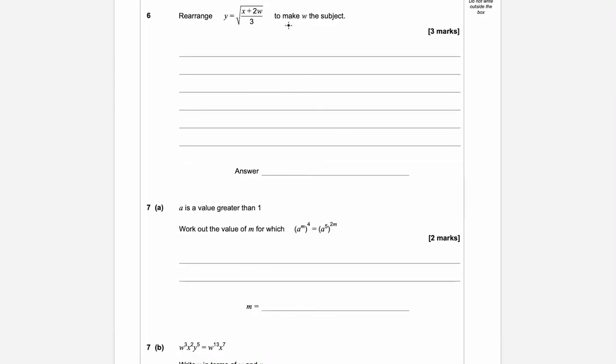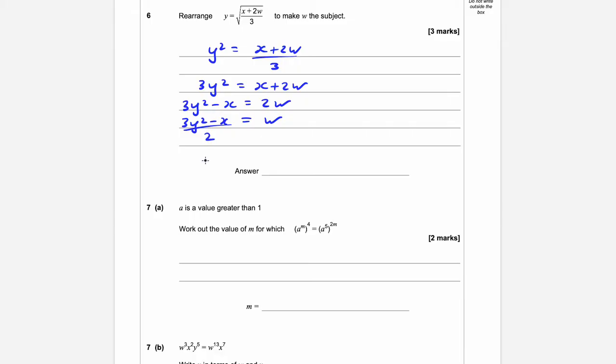Rearrange this. Make W the subject. Okay, first thing, get rid of the root, square both sides. Y squared is equal to x plus 2w over 3. Multiply across by 3. 3y squared equals x plus 2w. Subtract the x. 3y squared minus x equals 2w. And then w is 3y squared minus x over 2. Okay, done.